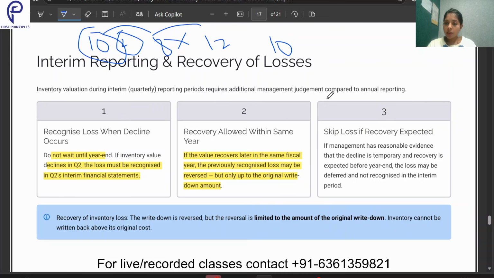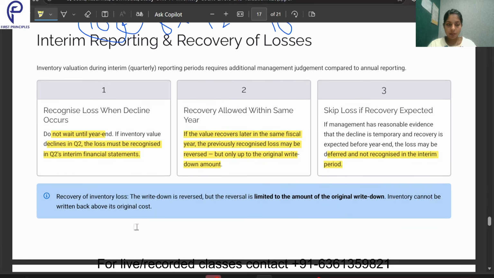Then, skip the loss if recovery is expected. In Q2 I see that there is a decline in the value of my inventory, but from market forces and maybe because of my experience, I always see that in Q2 the value of my inventory declines, but by year end, by quarter 4, it recovers. In that case, we defer the loss and do not recognize it in the interim period. What does deferring mean? We delay the recognition of the loss and do not recognize it in the interim financial statements.